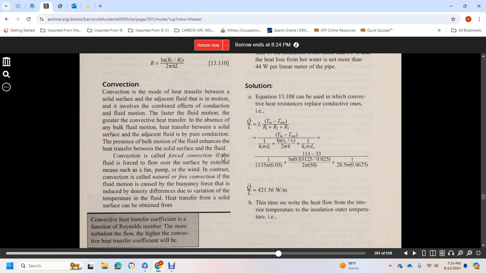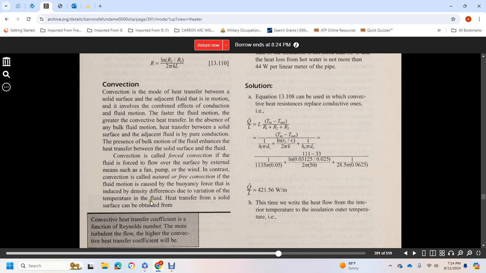Convection is called forced convection if the fluid is forced to flow over the surface by external means such as a fan, pump, or the wind. In contrast, convection is called natural or free convection if the fluid motion is caused by the buoyancy force that is induced by density differences due to the variation of temperature in the fluid.